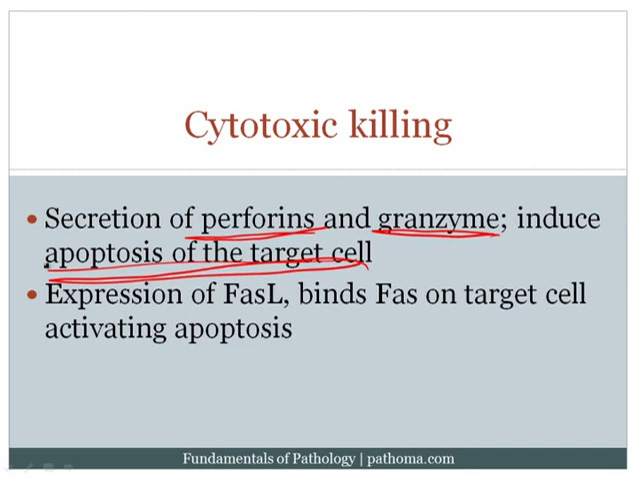Now, do you remember? I'm going to try to jog your memory here and remind you of a high yield point that shows up on examinations. What is the key enzyme that mediates apoptosis that, in this particular case, that granzyme would activate? Caspase. So remember that caspases are the key mediators of apoptosis. That's high yield. Okay. Now, that's one way by which the CD8 positive T cells will kill.